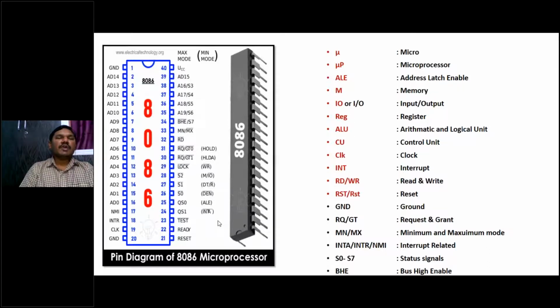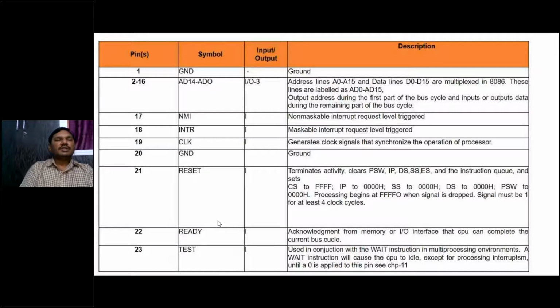And here I have given the pins one by one, so you can understand all the pins. The first pin is called the ground pin. Pins 2 to 16 are called AD14 to AD0. Pin 17 is NMI, non-maskable interrupt, and 18 is INTR. About interrupts, I'll explain in the next presentation. So these are the different pins which we have seen in the pin diagram also.